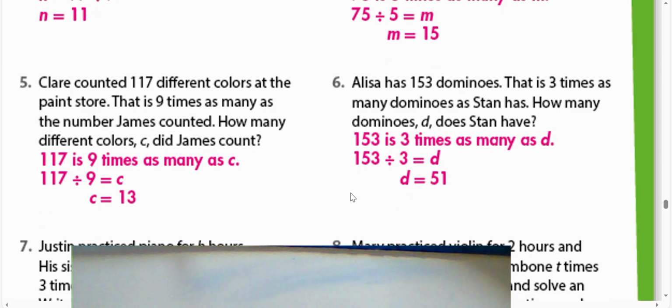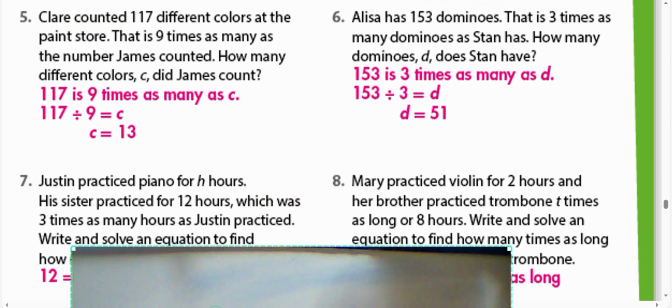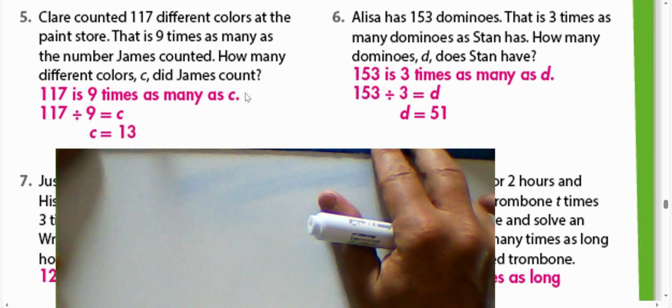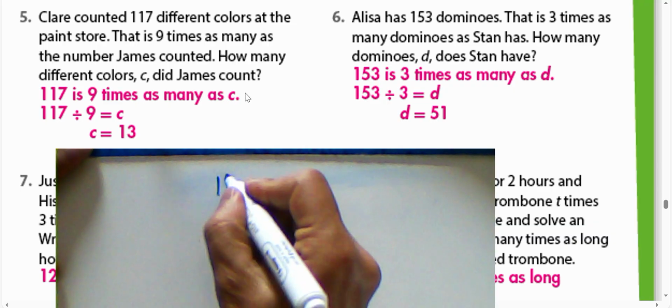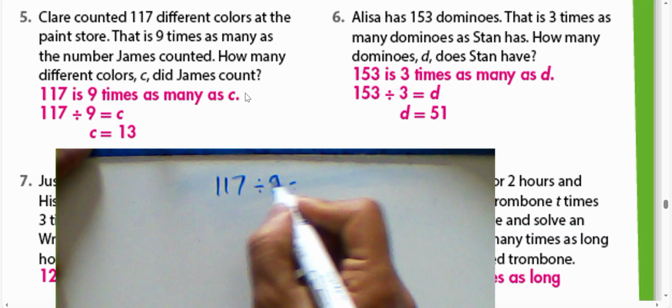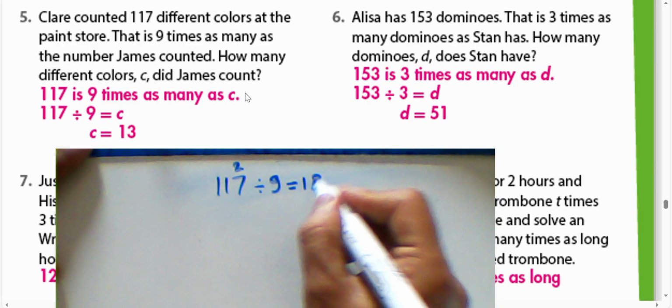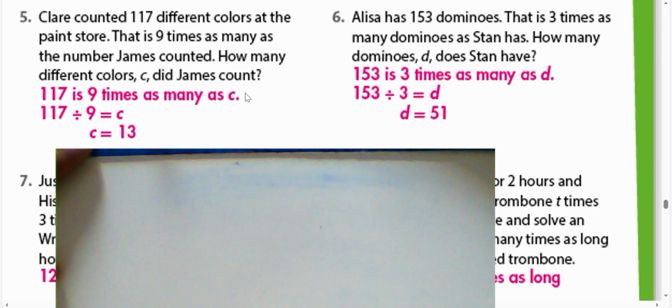Next question. Clary counted 117 different colors in the paint store. That is 9 times as many as the number James counted. How many different colors did James count? We can write 117 divided by 9. 11 divided by 9 equals 1 and the remainder 2. 27 divided by 9 equals 3. Then the result will be 13.